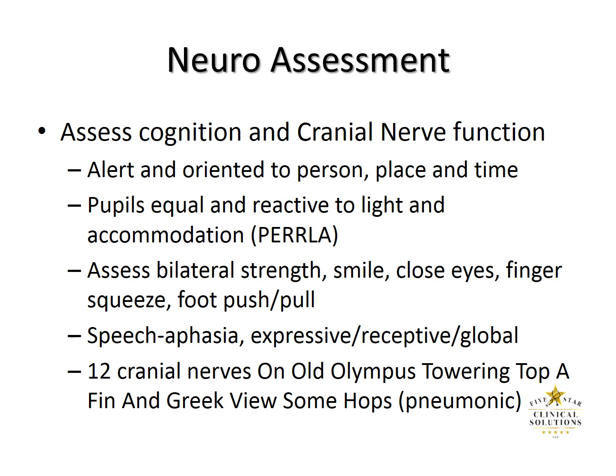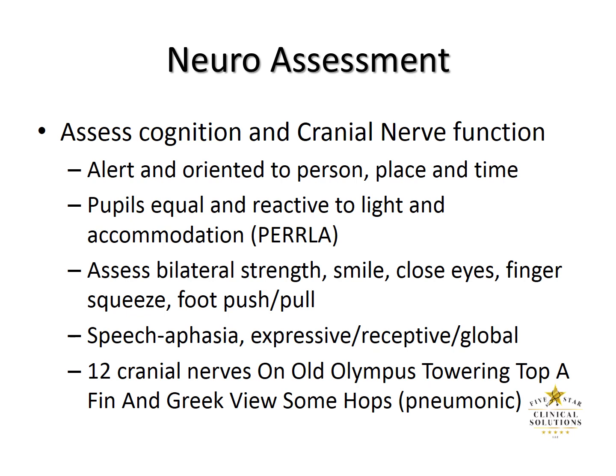Beginning with the neuro assessment, we want to assess cognition and cranial nerve function. Is the patient alert and oriented to person, place, time? Are pupils equal and reactive to light and accommodation? We want to assess bilateral strength, smile, closing of the eyes, finger squeeze, push and pull on the feet. Are these bilateral in strength? When the patient is asked to squeeze their eyes shut, does one remain open? When they smile, is there a lopsided smile indicating a possible stroke?